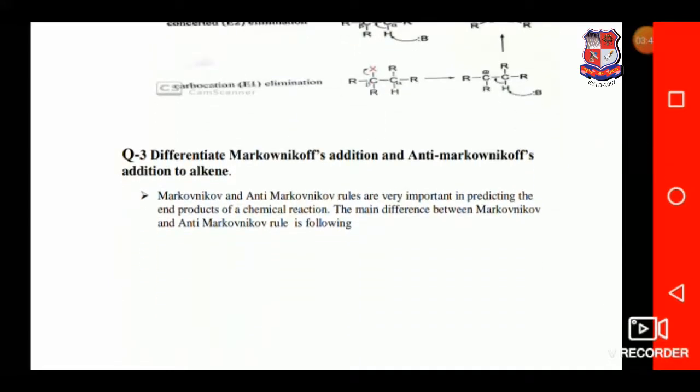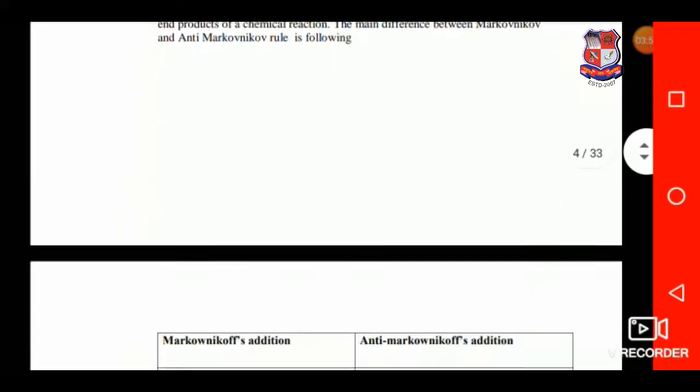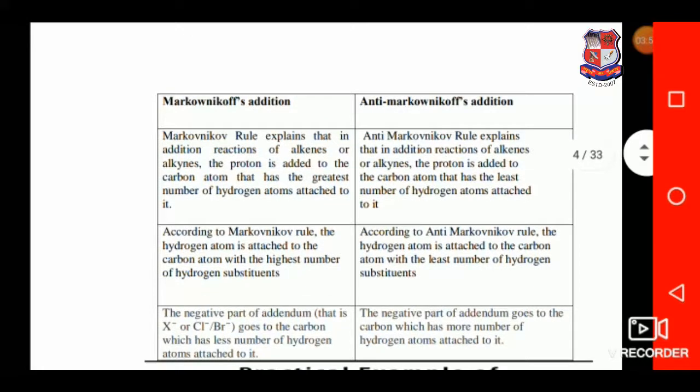Question number 3. Differentiate between the Markovnikov and anti-Markovnikov addition. In that, first we can explain that in addition reactions of alkenes or alkynes, the proton is added to the carbon atom that has the greatest number of hydrogen atoms attached to it. While in the anti-Markovnikov rule, it explains that in addition to alkenes or alkynes, the proton is added to the carbon atom that has the least number of hydrogen atoms attached to it.